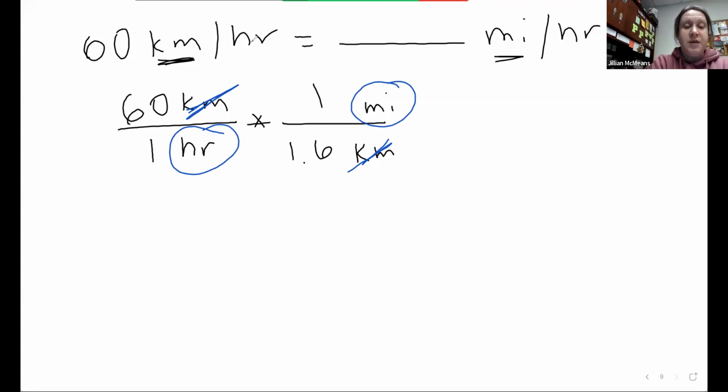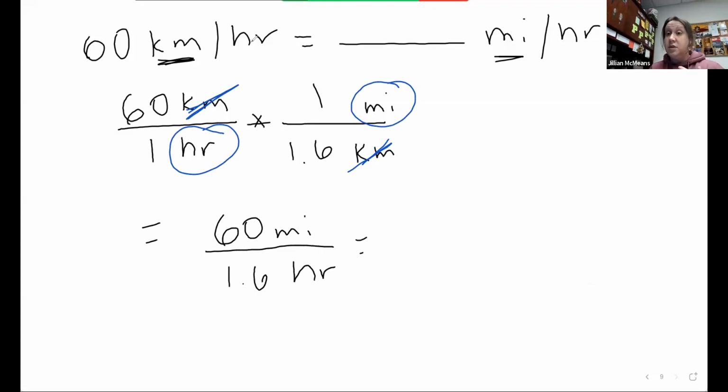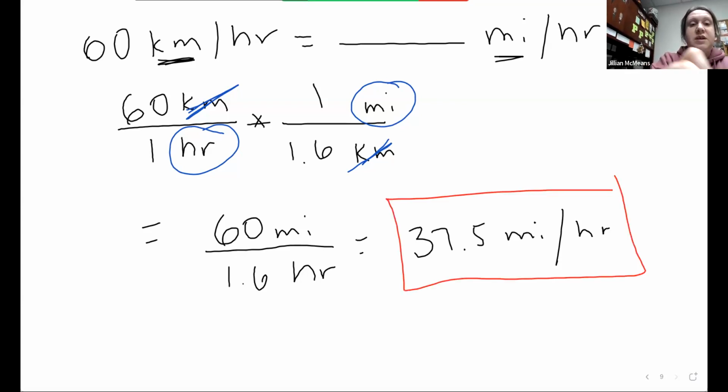My numerator is 60 times 1 miles. My denominator is 1 times 1.6 hours. And I just need to do the division of 60 divided by 1.6. And we get that this is 37.5 miles per single hour. And that would be your final answer. So don't get too upset if you see a conversion where you've got 2 units, like kilometers per hour and then converting miles to hour, it still just requires 1 unit fraction.